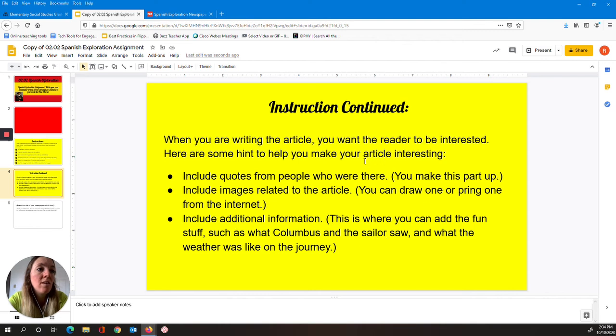Instructions continue. So these are just some hints to help make your newspaper article more interesting. So include quotes from people who were there. You can make up funny quotes, more serious quotes about the people that were on the trip. Include images related to the article. So you're welcome to draw one or find one on the internet. There's a typo in that, also change that. Include additional information. This is where you can add the fun stuff, such as what Christopher Columbus and the sailors saw and what the weather was like on the journey. So that's all stuff that you can include to make your newspaper article more exciting.